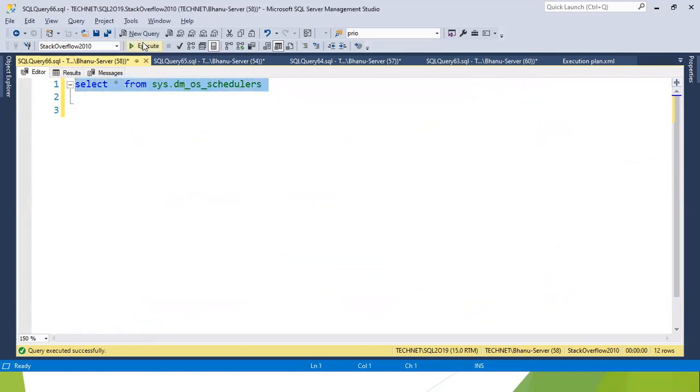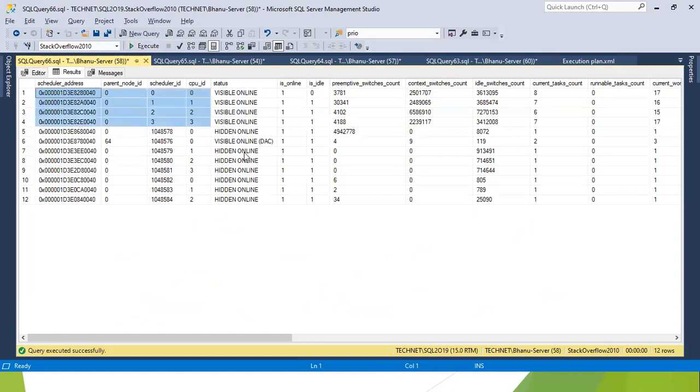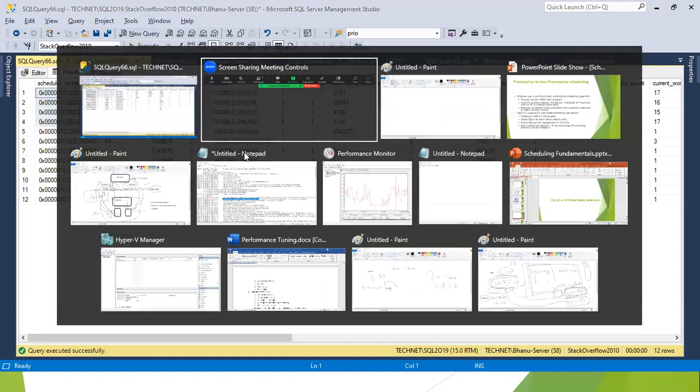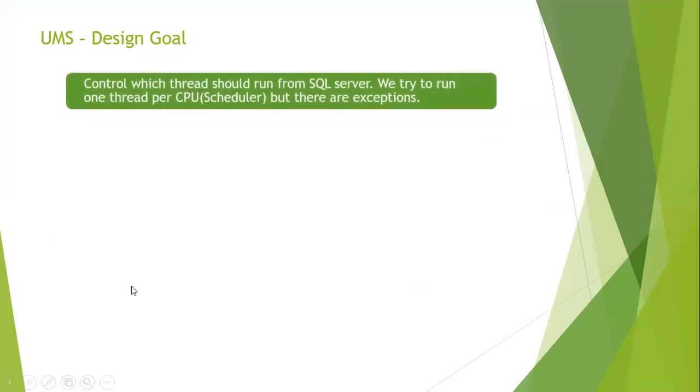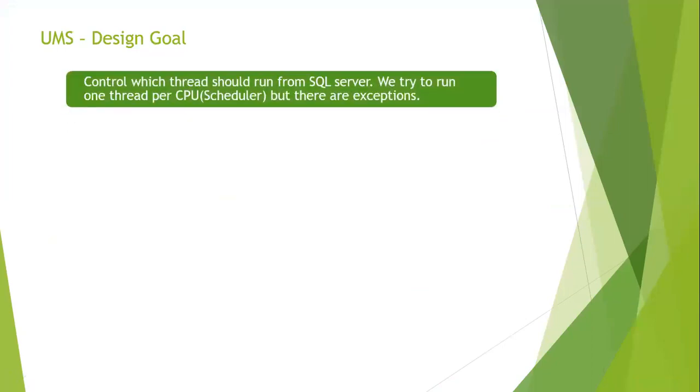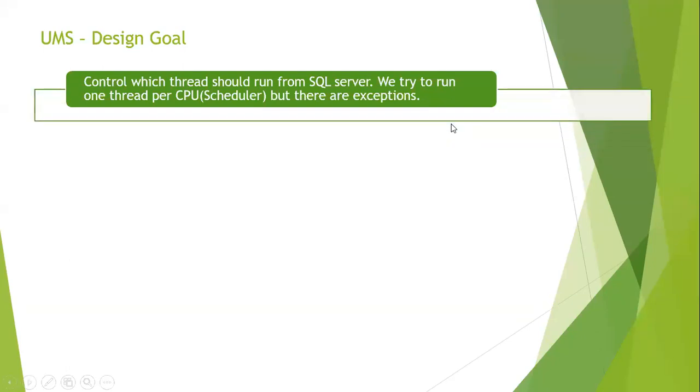Right, so this is the logical CPUs, which we call schedulers. Now, the design goal. We already talked about controlling which thread should run from SQL Server. We try to run one thread per CPU, but there are exceptions, because if you have parallelism, it will run on multiple CPUs.